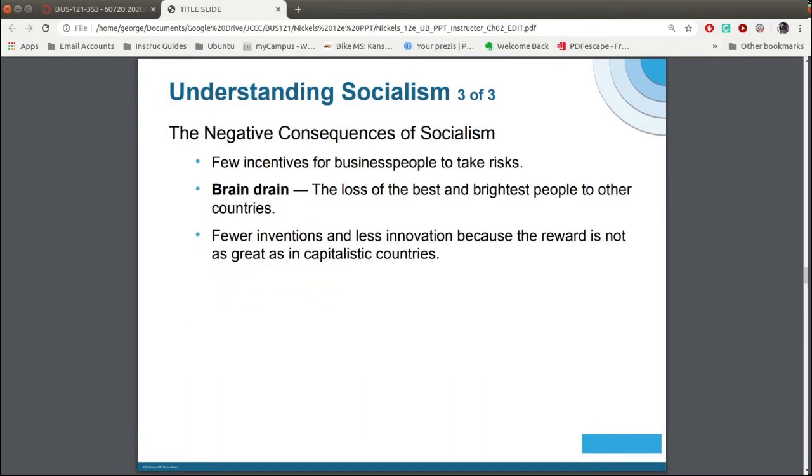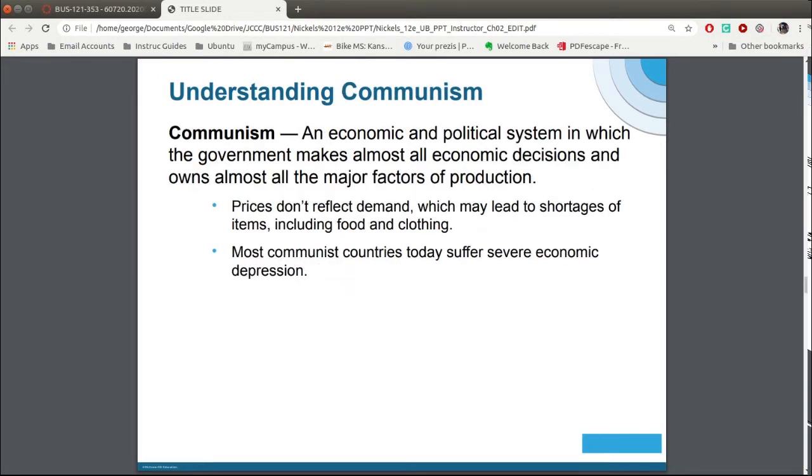Negative consequences, you have fewer incentives for business people to take a risk. They're not going to take a risk. Why should I take a risk if the government's just going to take all my money? And then you have that brain drain. You're going to lose the best and brightest. And if there isn't the incentive to put in the money to create, do things, new inventions and things like that, people aren't going to do it.